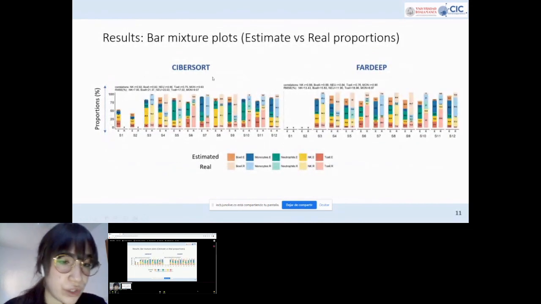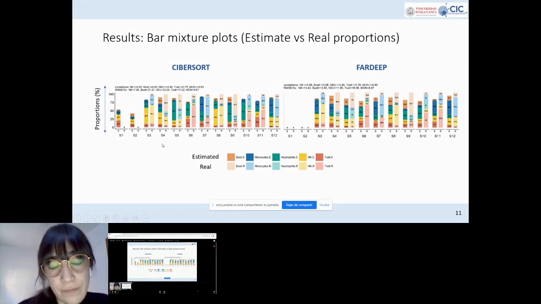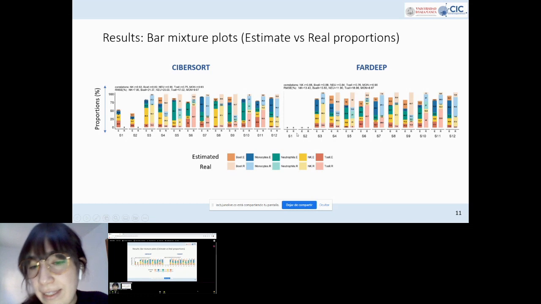This bar mixture plot shows the proportions of different cell types estimated on the right and the real proportions on the left. It's important to note that the first sample of this data set was a pure tumor sample. Therefore, the immune cell type proportions should be zero. But CIBERSORT identifies immune cell types in this pure tumor sample. But FARDEEP can identify other cell types present in the sample, not defined in the signature matrix.